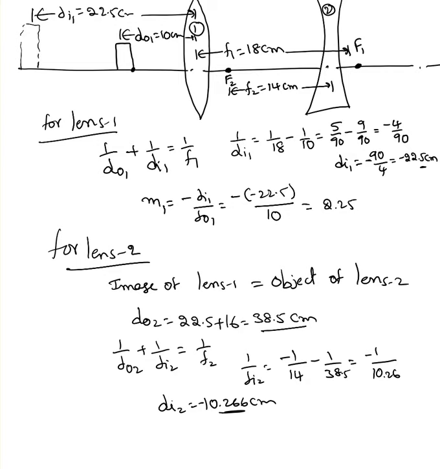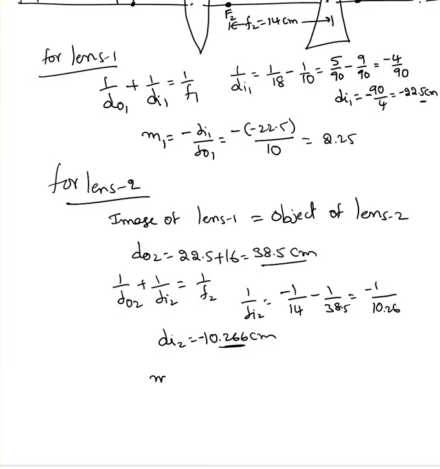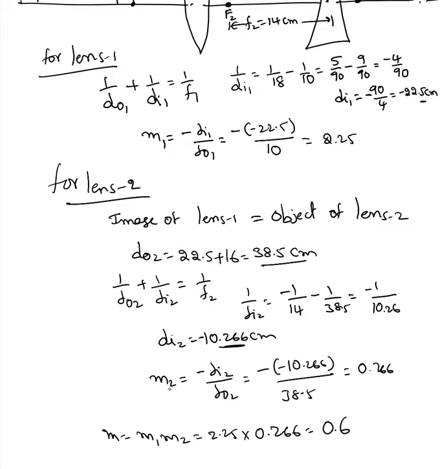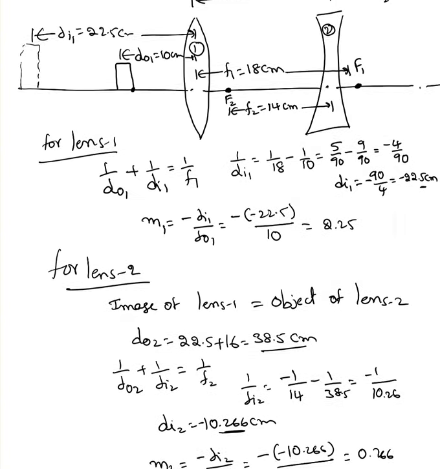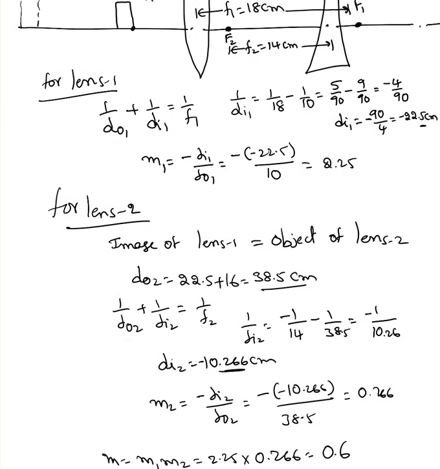So I have a negative number here. So that means the image is going to be somewhere here, but let me find the magnification factor to find out whether it is inverted or not. M2 equals minus distance of image 2 over distance of object 2, which is minus of negative 10.266 over 38.5. So for M2, I end up with a positive number, which is 0.266. So it is only 0.266 times the image of the first lens.